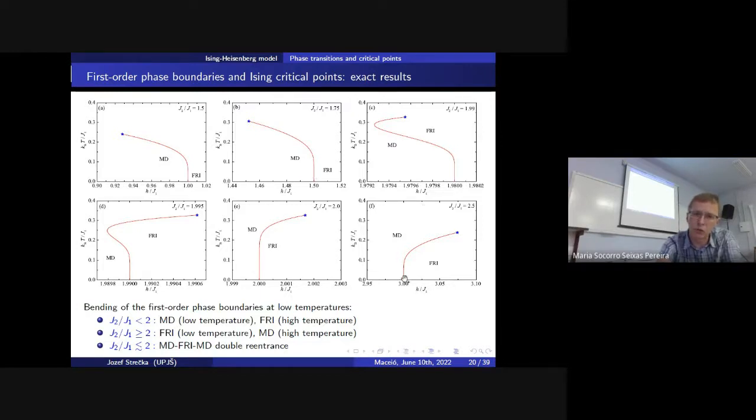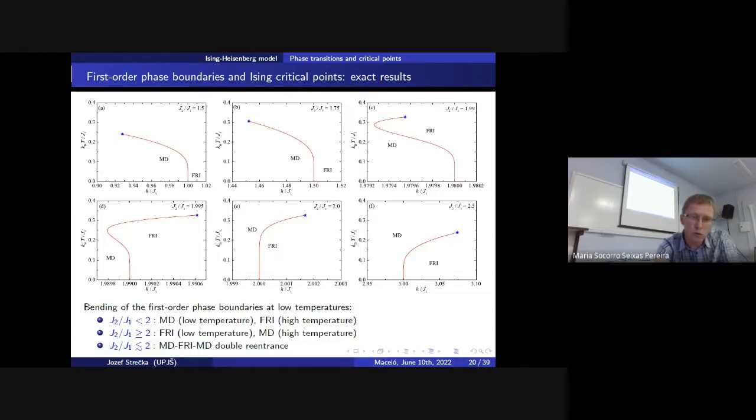So if it's greater than 2, you see that the bending is on the opposite side of this first order phase transition line. So already at 2, it starts to be bent on the side of ferrimagnetic phase and not monomer dimer. And if you are slightly below 2, that's the most interesting parameter space, because we can have even first bending on the side of monomer dimer state and then bending back to the ferrimagnetic state. And now you could imagine if I would fix the field somewhere here and increase temperature, I can have a reentrance phase transition, a first order reentrance phase transition. All the results are exact.